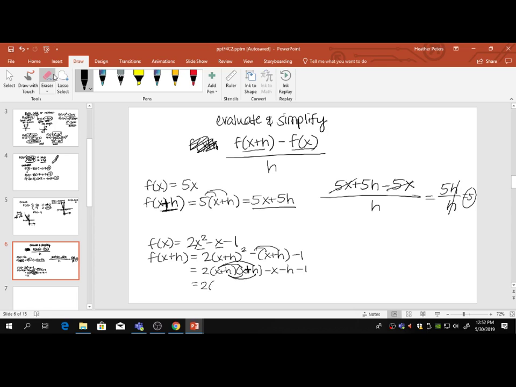So x times x is x squared. X times h is xh. H times x is hx or xh. I'll write xh so I'm consistent with the last one. And then h times h is h squared. And then I still have this on the end. Okay, I can actually combine like terms here. So I have x squared, xh plus xh, that's 2xh.